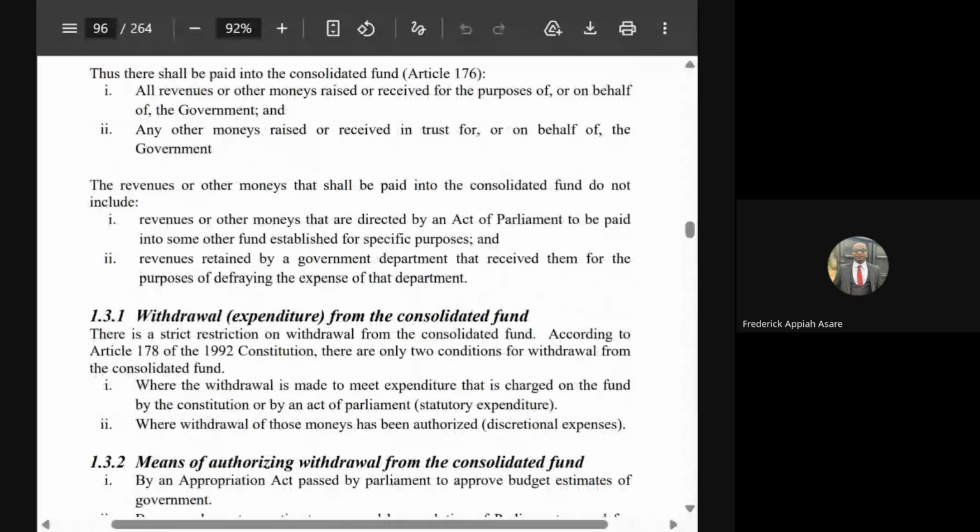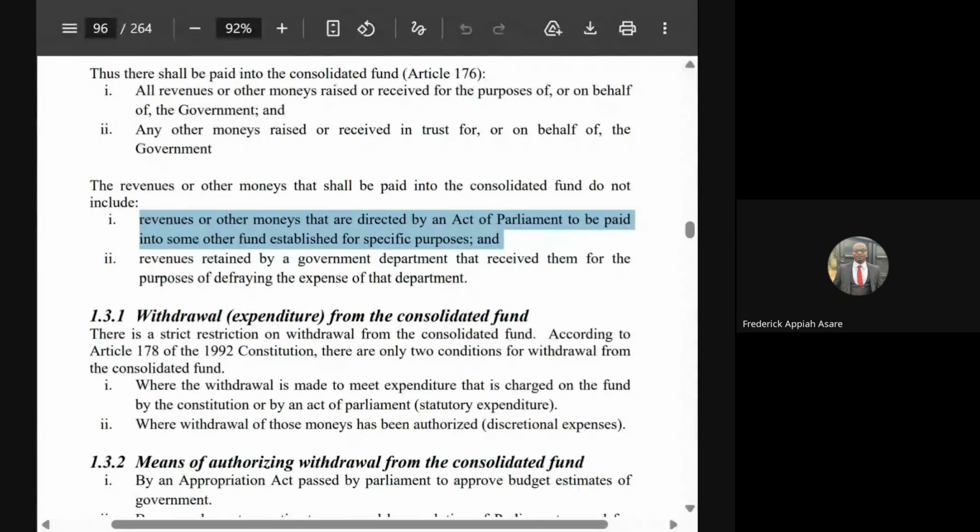Then, the revenues or other monies that shall be paid into the consolidated fund do not include the following. These are monies that we will not deposit into the consolidated fund. Revenues or other monies that are directed by an Act of Parliament to be paid into other funds established for a specific purpose. So Parliament can say that any money that comes from this, we must deposit into this fund. An example is the District Assembly Common Fund. When we raise the tax revenue, 5% of the tax revenue must be deposited in there.